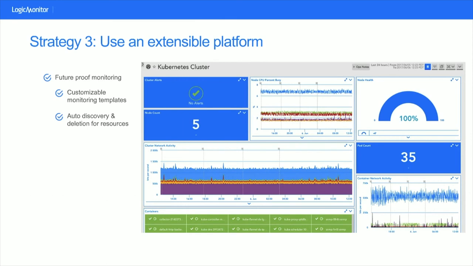Resources are coming and going quickly, and so obviously automating resource additions and deletions is important. But additionally, the health of the service or application that the resources are serving becomes almost more important than the health of the individual resources themselves. With customizable monitoring templates and automated resource discovery and deletion, Logic Monitor is super extensible, so you can really extend it to monitor whatever you want. But the strategy here is really to make sure that you have a monitoring tool that can handle this kind of change. You want a monitoring tool that enables you to focus more on growing your business and less on making sure that you have a monitoring tool that can keep up.